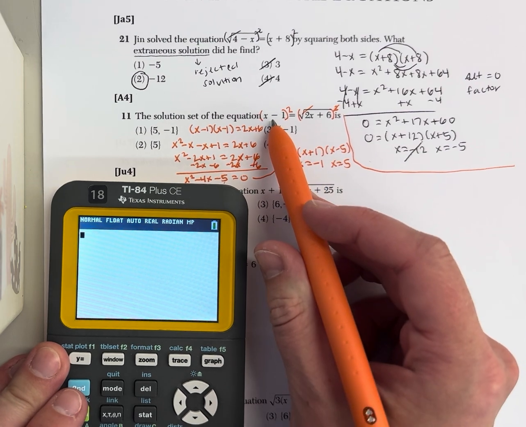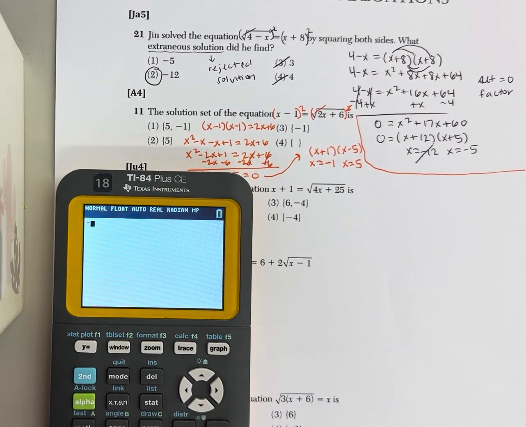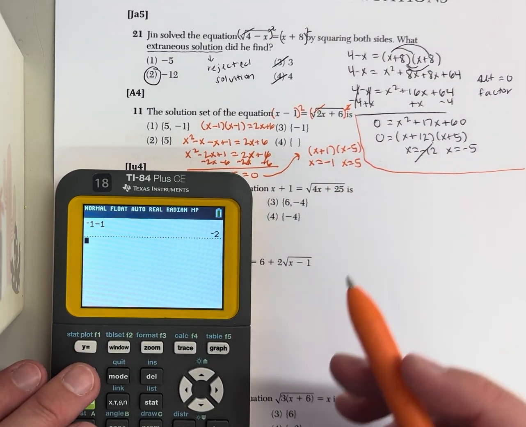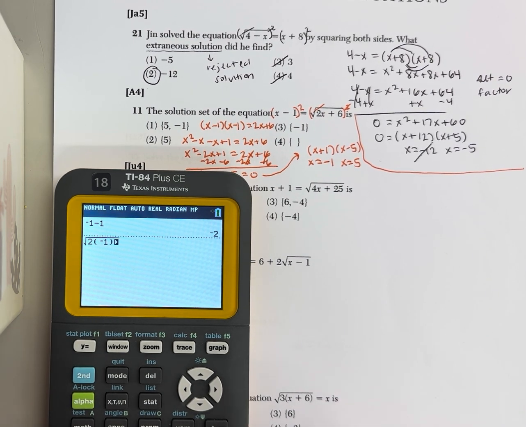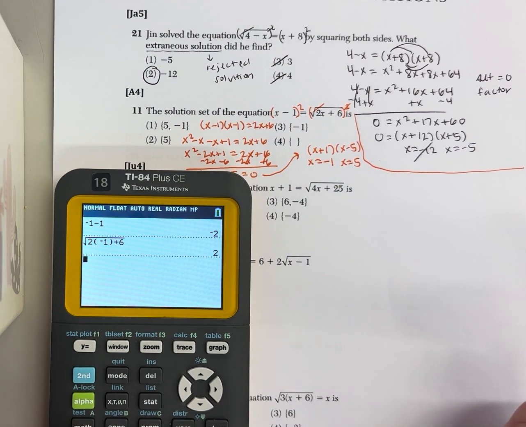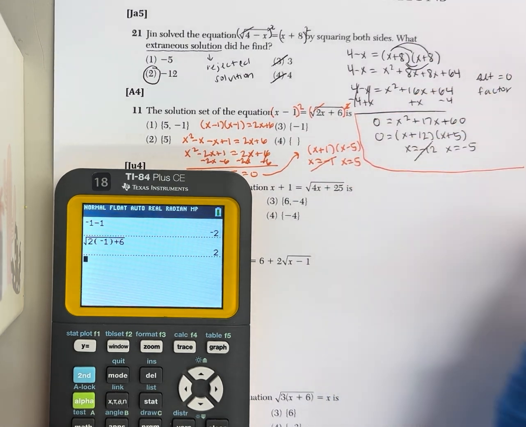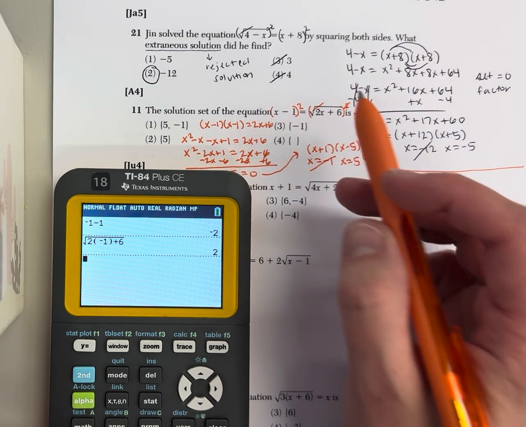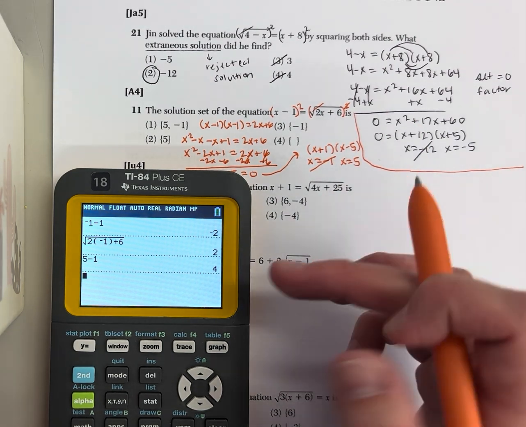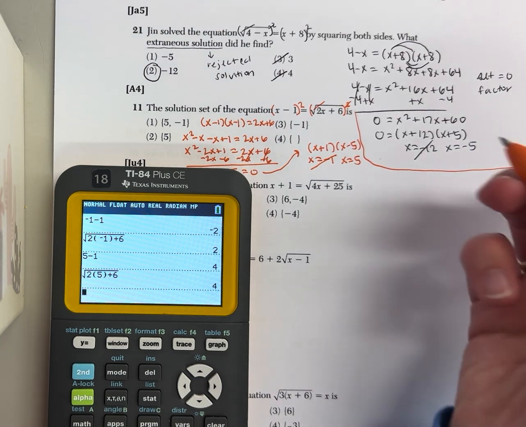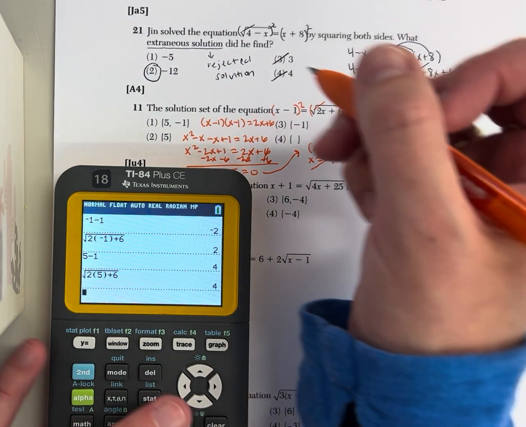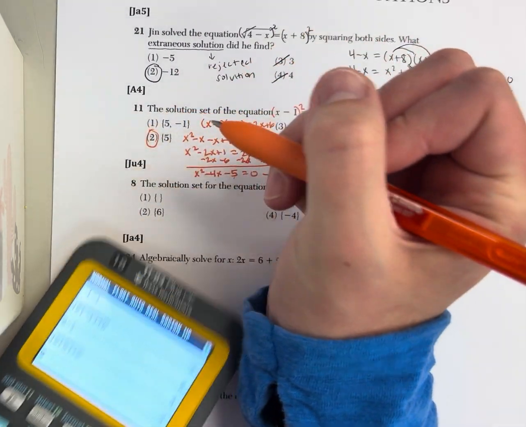So negative 1, I'm going to plug into the left side. Negative 1 minus 1, and then that gives me negative 2, obviously. And then I'm going to plug negative 1 into the right side. That gives me 2. So negative 1 is out. That's not going to work. So now we're just going to check to see if 5 works. 5 minus 1, that's the left side, and square root of 2 times 5 plus 6 is 4. Both of these equal 4, so 5 is good, so 2 is good.